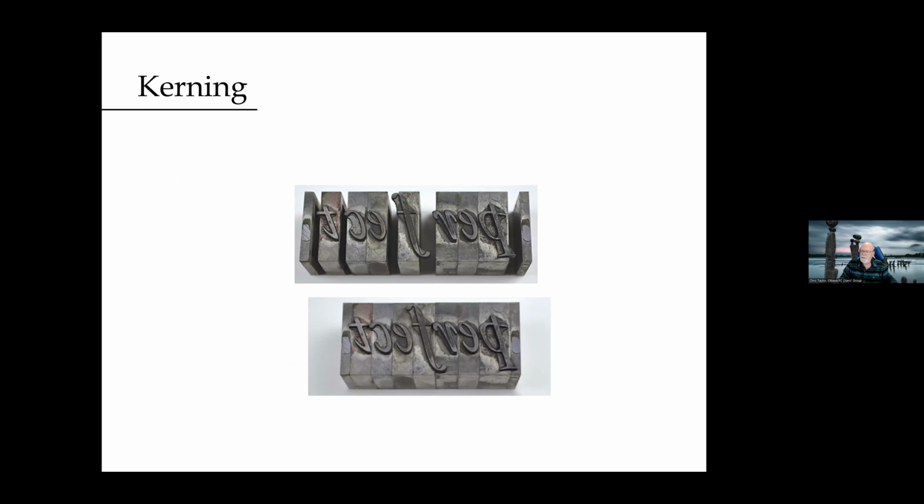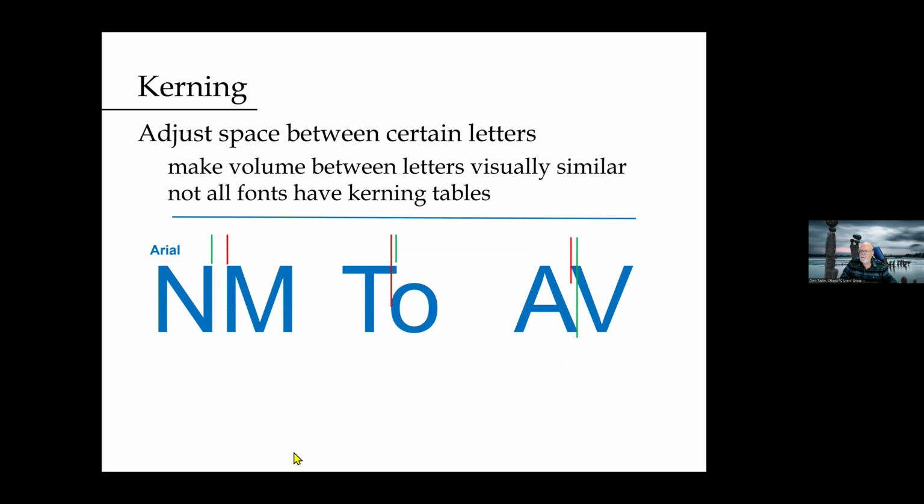Kerning is when you have overlapping of letters. So it adjusts the space in between certain letter pairs so that you end up with optically similar amounts of space between the two letters. So here we see Arial, and in these examples I show the end of the first letter with the green line, and the red line shows the start of the second letter. And you can see how with the T and the O, the second letter actually starts before the end of the first letter. And in the case of A and V, they're just close together, and they overlap as well.